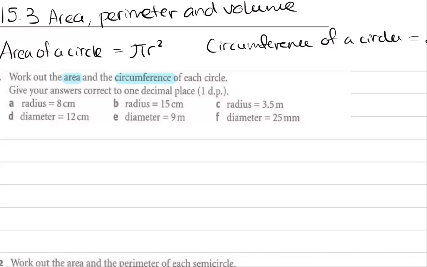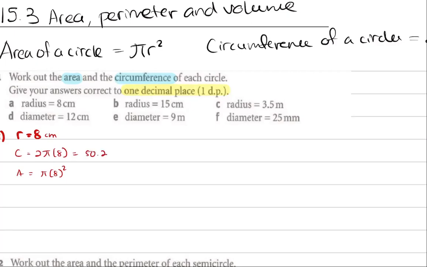So for the first one, question 1A, radius is 8. So with the radius of 8 centimeters, I can easily find the circumference is 2 times pi times 8. And then area will be pi times 8 squared. Pi r squared for area, circumference is 2 pi r. So 2 times pi times r. We need to correct the answer to one decimal place.